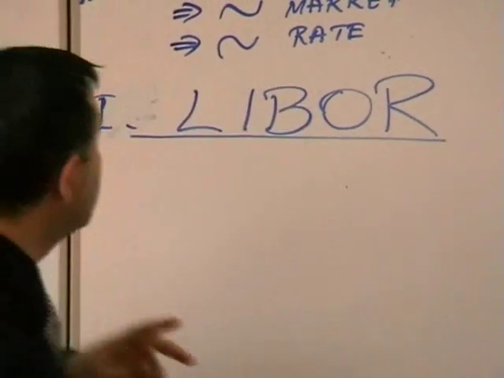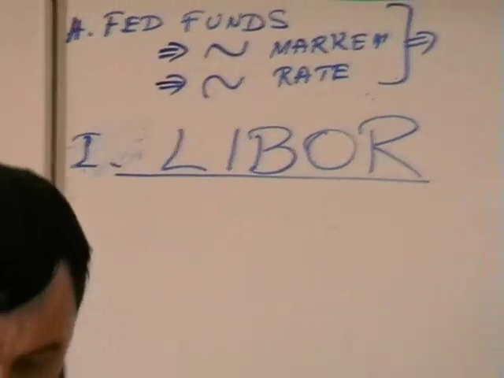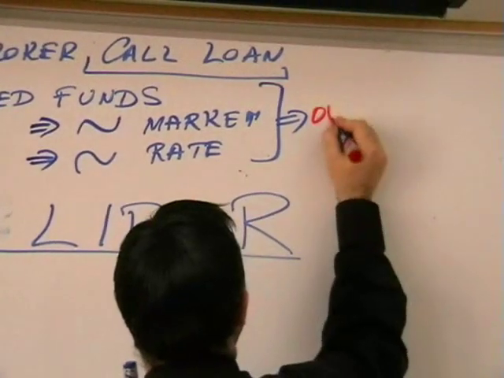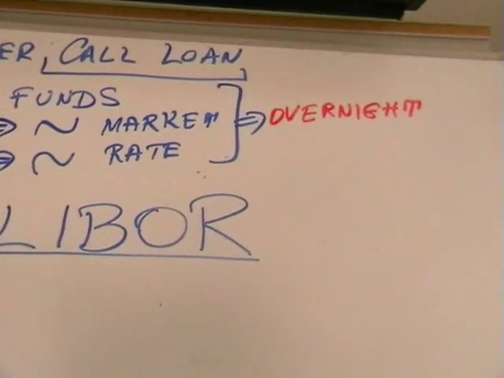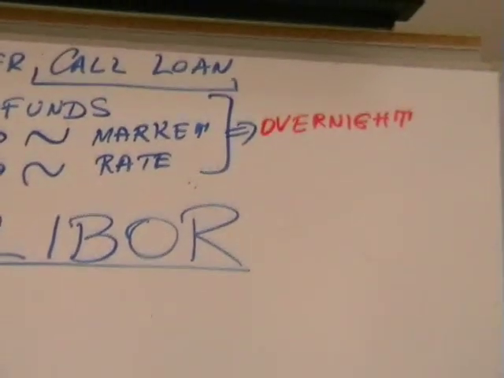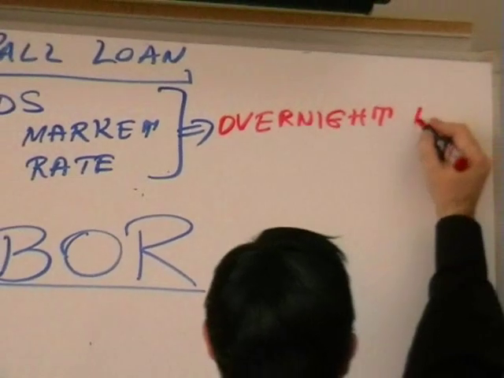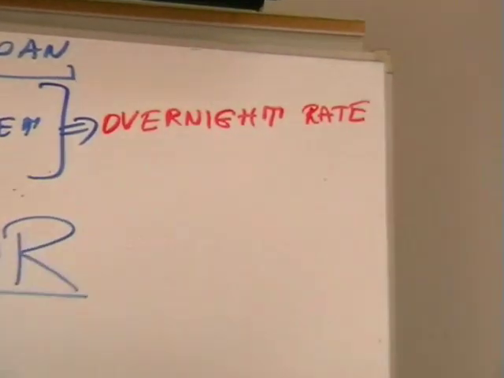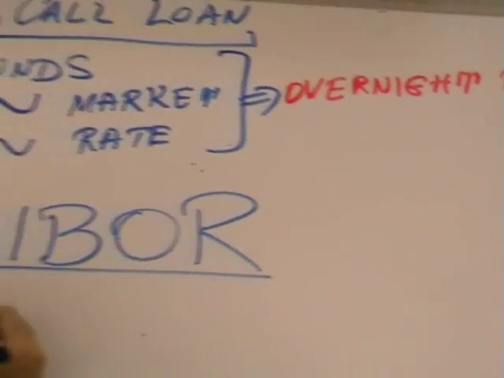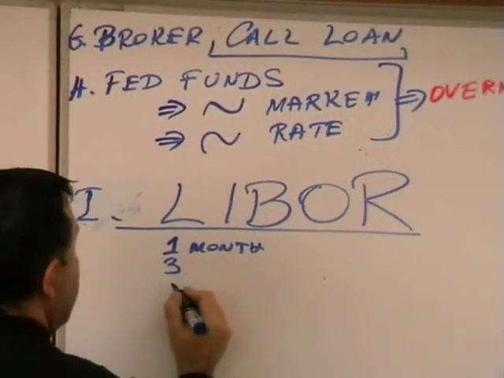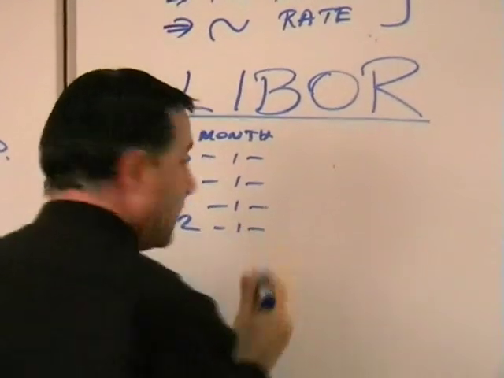In other words, one of the key characteristics of Fed funds is that it is overnight. All right? So it is an overnight interest rate. This is also known as the overnight rate. LIBOR is usually the interbank rate for 1 month, then 3, 6, possibly 9 months.